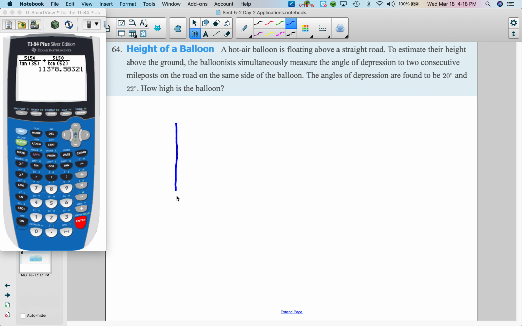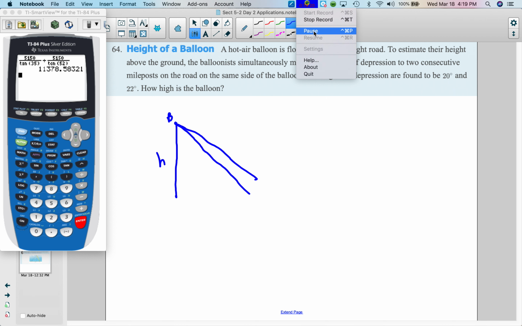So let's draw a vertical here for the height of the balloon. So my balloon is right up here. And this time they're sighting from two consecutive mileposts. One is 20 degrees angle of depression and one is 22. So I'm just going to draw, I should probably be using my straight line tools. And then the other one, and they're actually really close. Yeah, this is not working. I'm going to come up with a better picture, so hold on.